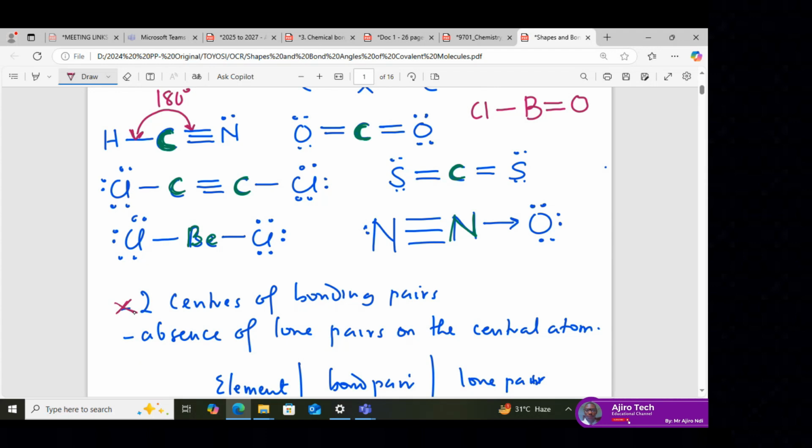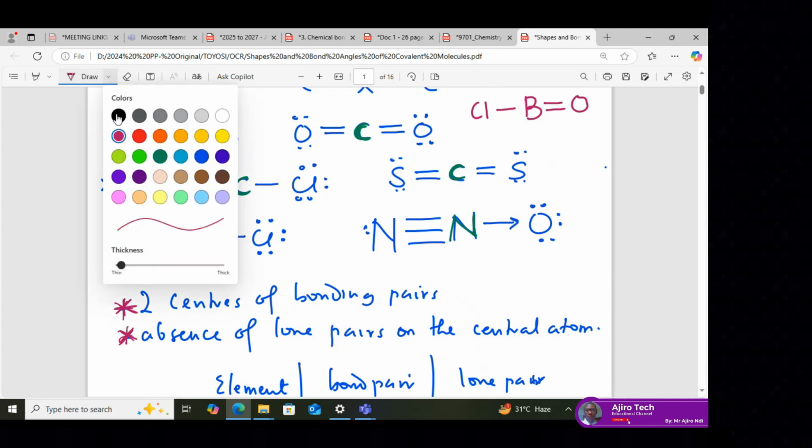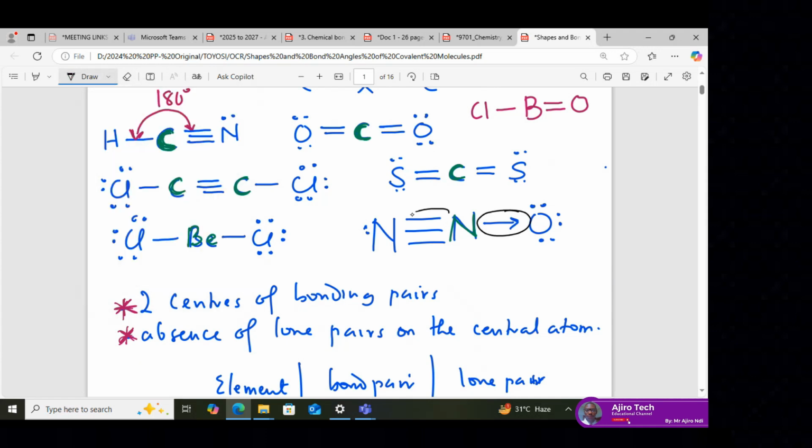Can you read it to me again? 2 centers of bonding pairs and that an axis. Look at it. Pay attention, please. This is a center of bonding pair, and that's a center of bonding pair. It's not 3. But look at ammonia. How many centers of bonding pair does ammonia have? 3. Thank you. There are 3 centers of bonding pair. For it to be linear, you must have 2 centers of bonding pair.